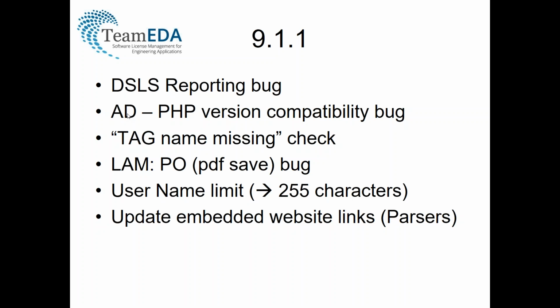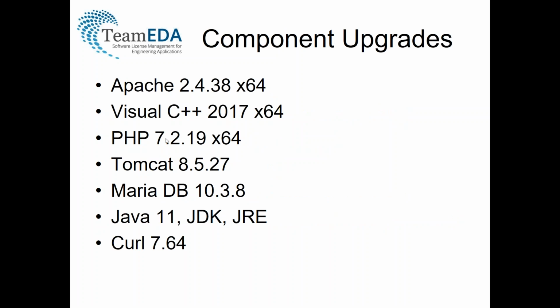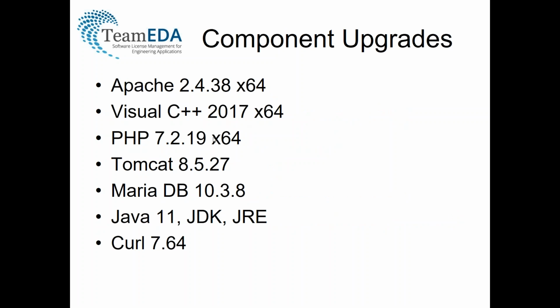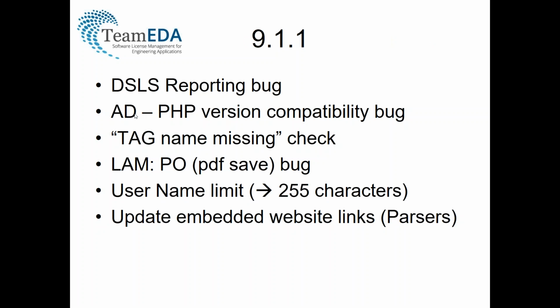We also found in the first release of 9.1 a problem with Active Directory and PHP. We had an earlier version, I think it was 7.2.16. I'm not sure, Alfred, if you want to chime in. I don't remember the old PHP version that we had in here, but the AD was not compatible with that PHP version. So in 9.1.1, we upgraded it to, I think, 7.2.19, and the AD link is fixed in 9.1.1. So if you've already upgraded to 9.1, you're definitely going to want to upgrade to 9.1.1.